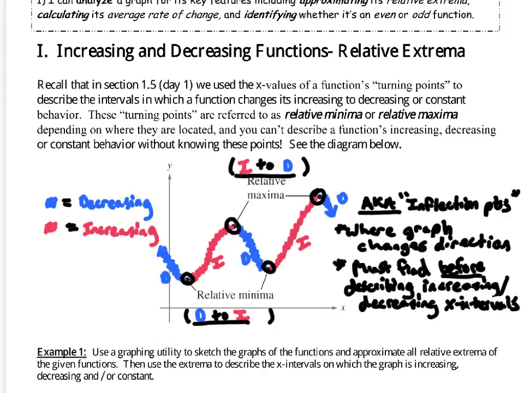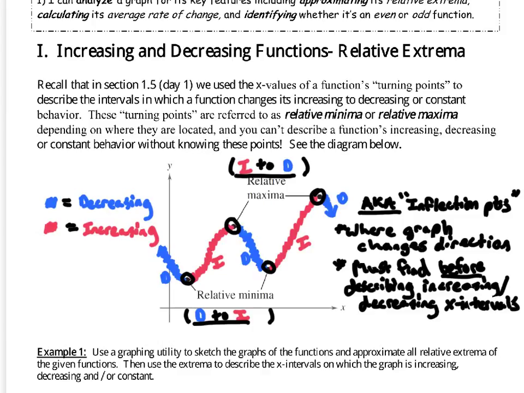When finding these points, you want to pay attention to where the graph is changing its direction, so either at the top of the hill or the bottom of the hill, so to speak, and you're going to have to find the x-coordinates of these points prior to describing whether it's increasing, decreasing, or a constant interval. Before, you were given those points and you were able just to write interval notation. Now you're going to have to find them first and then describe it.